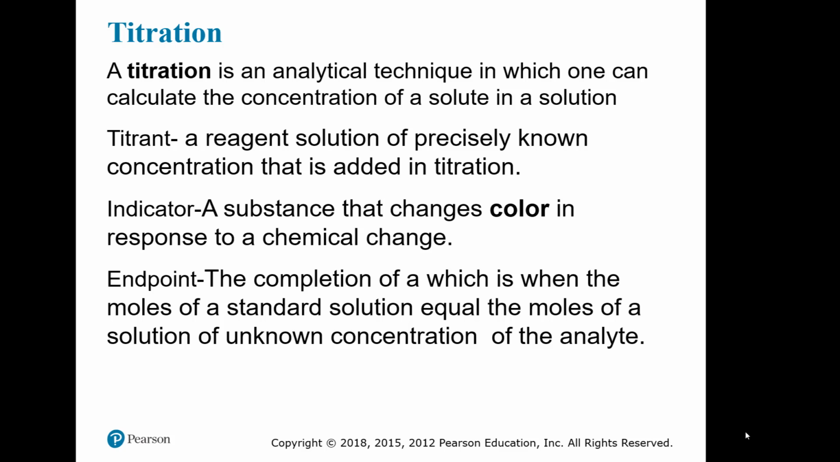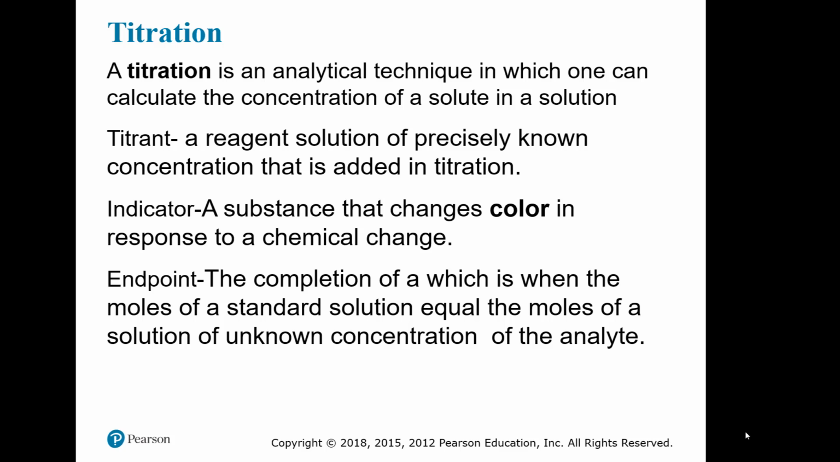An indicator, or an acid-base indicator, changes color depending on the pH of the solution. We can also use redox indicators. What happens is we add a drop of indicator solution to the titration at the beginning of the reaction. And when the endpoint has been reached, the color changes.